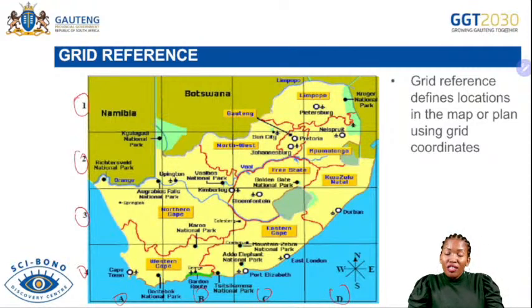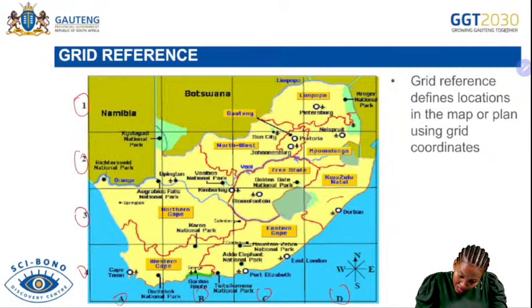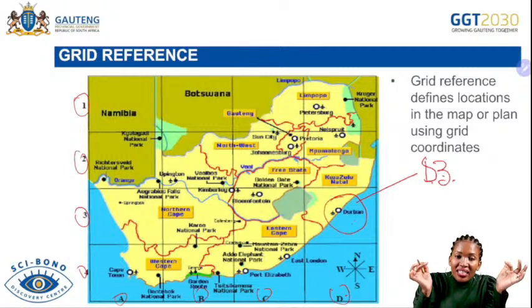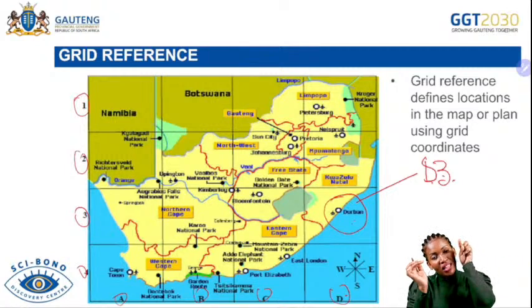So if I asked you, what is the grid reference for Durban? Here is Durban. The grid reference for Durban would be D3. Others will want to say 3D. It's okay, it's fine, but the correct way of saying it is actually D3. And guys, when you work with the grid reference, you don't look at the letter, the writing. You look at the point, at the position.